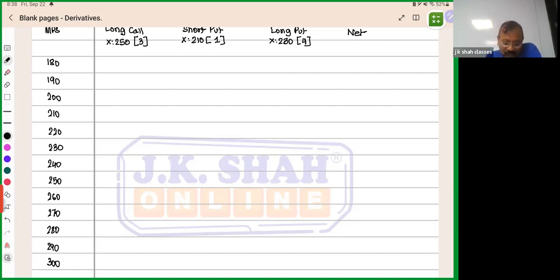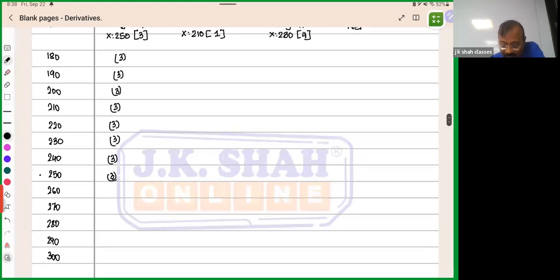Okay, chalo. Now see the way I'm going to do. Long call, right? 250 here. I just place a dot. Long call is bullish. So I'll make money when the market goes up, loss when the market goes down. And as a buyer, my loss is limited, right? So 3. Ten minus 3, 7. 17, 27, 37, 47.